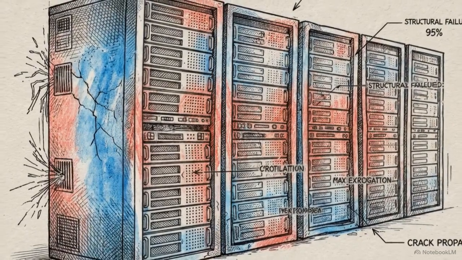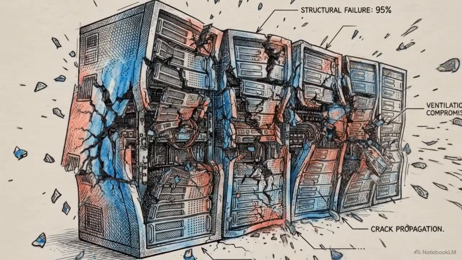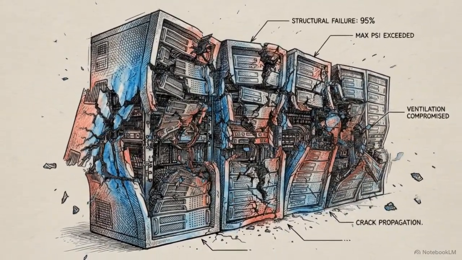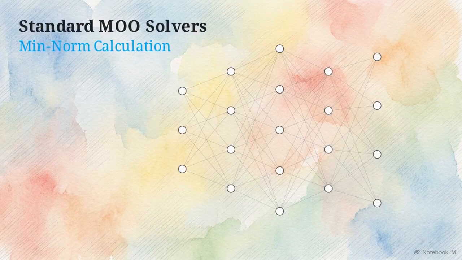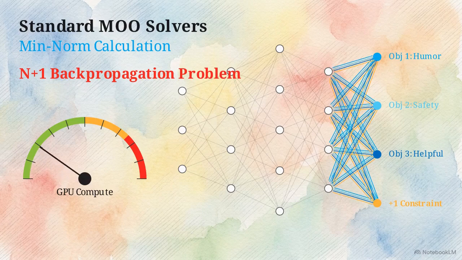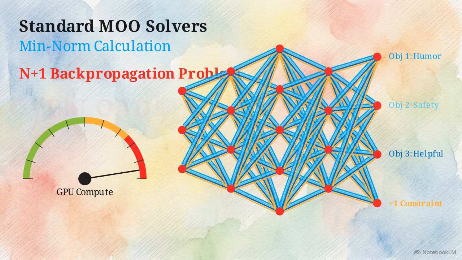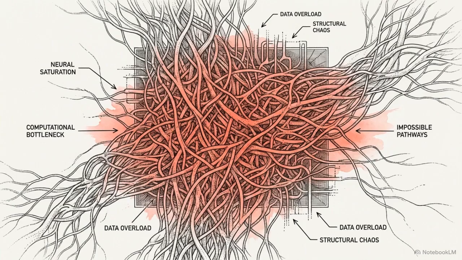Calculating gradients for this multi-objective equation using standard methods requires memory that would instantly shatter the compute budget of any large language model. Standard solvers for multi-objective gradients use a min-norm calculation. This creates an n+1 backpropagation problem, requiring a distinct backward pass for every single objective simultaneously. Performing multiple simultaneous backward passes through a network containing billions of parameters is functionally impossible.